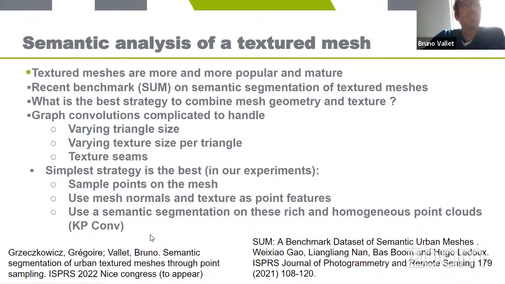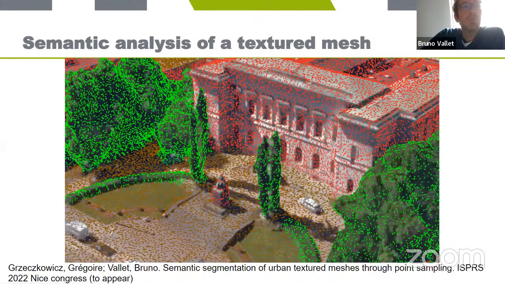quite good results. So here you see both the textured mesh, the sampled point cloud, and here you have mainly three classes. Red is building, green is trees and vegetation, and the ground is in brown. And you see that you have a very accurate semantic analysis, 3D semantic analysis of your textured mesh. And then you can use this 3D information either to put it back on triangles or on vertices or even on textures. I encourage you to see Grégoire's presentation in June.